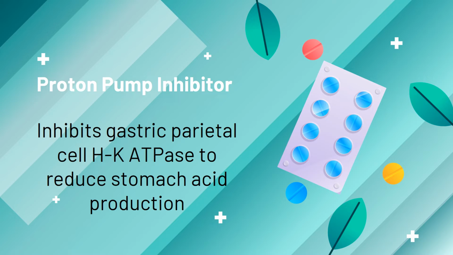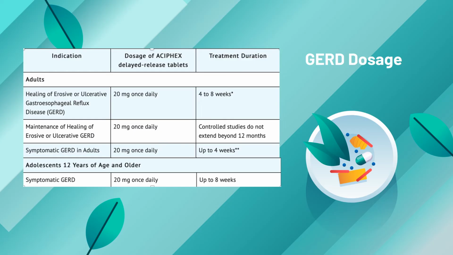The classification of this medication is proton pump inhibitor, PPI. It inhibits the gastric parietal cells' hydrogen potassium ATPase to reduce stomach acid production, in turn relieving the symptoms of the patient. Let's discuss the dosage to treat GERD.